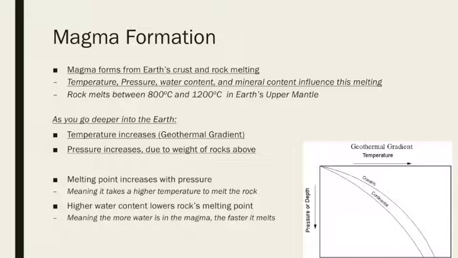So one thing to establish, as you go deeper into the Earth, your temperature is going to increase, and that's known as the geothermal gradient. I know it sounds like a big word, but geo means Earth, thermal means heat, so it's essentially Earth's heat gradient. So it's looking at how the temperature changes as you go deeper into the Earth. And then also pressure increases as well due to the weight of the rocks above it.